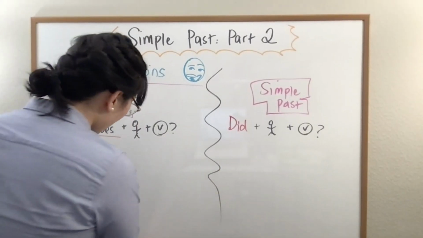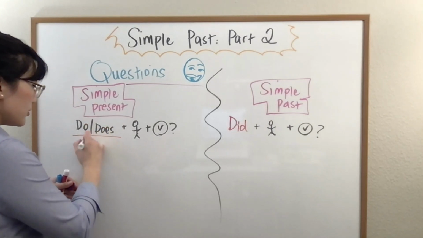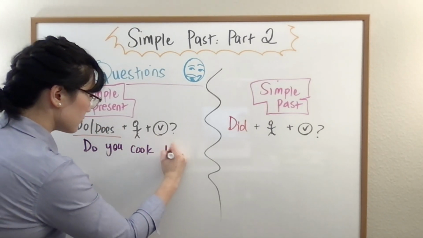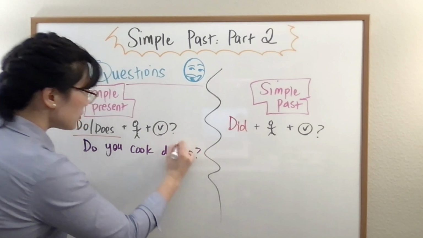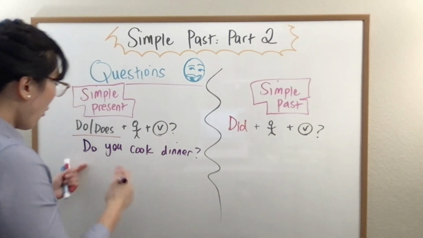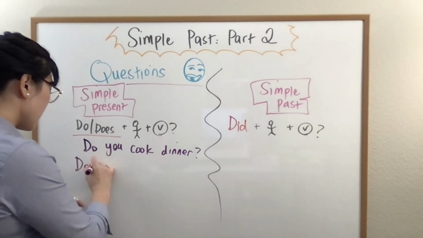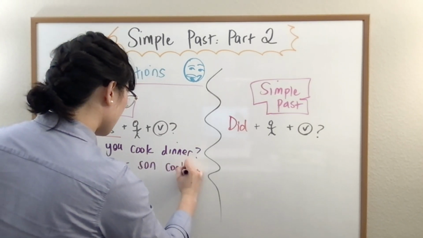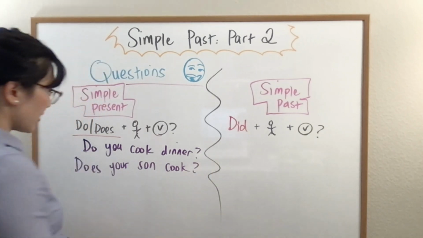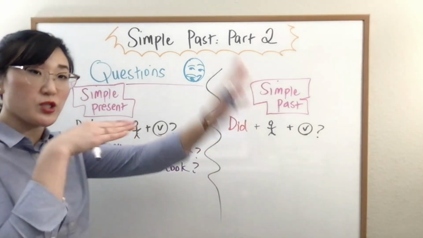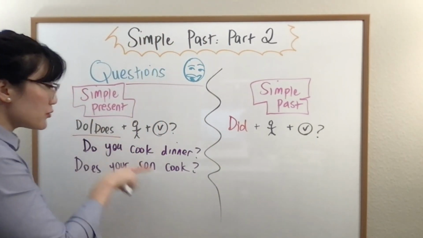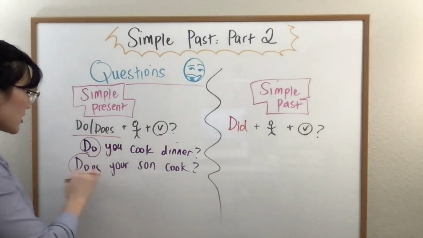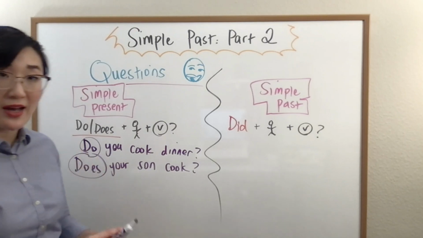So I could say, oh, did you cook dinner? Do you cook dinner for your family? Or does your son cook dinner? Does your son cook? These are all yes or no questions, so they're going to go up. Do you cook dinner? Does your son cook dinner? I know that this is the present because of this, do or does.